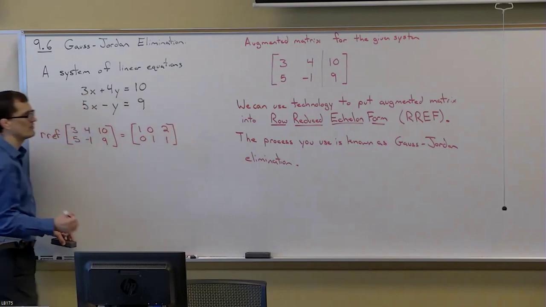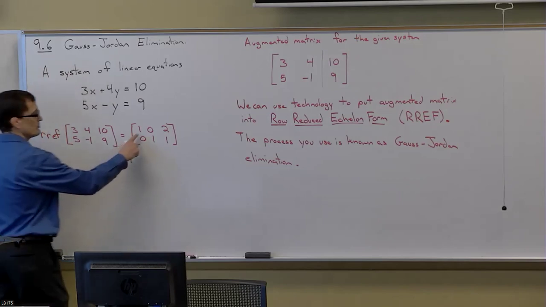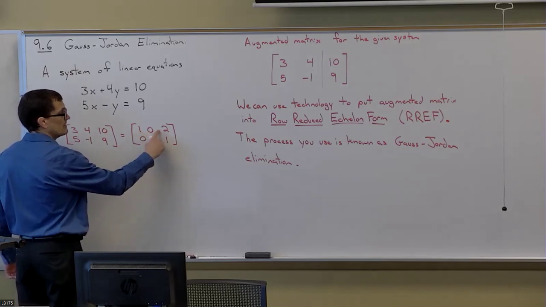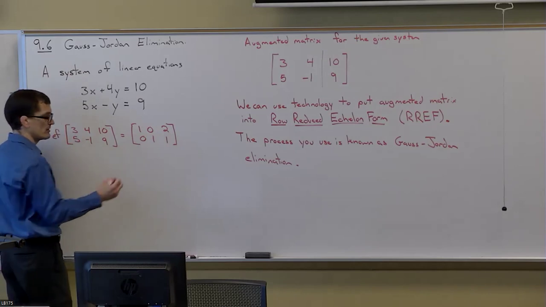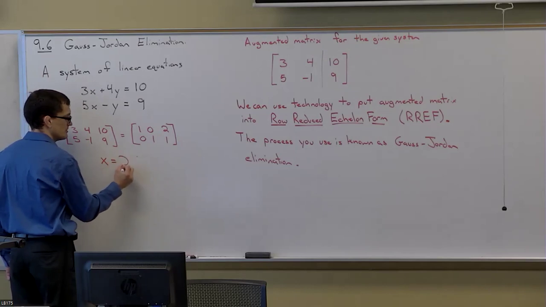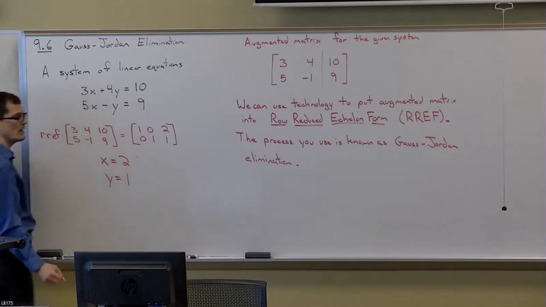Now remember what the columns and the rows in a matrix stood for. The columns stood for variables and the rows stood for equations, right? So what this is telling me is essentially that x plus 0y is equal to 2. Or in other words, this is saying x is equal to 2 and y is equal to 1.